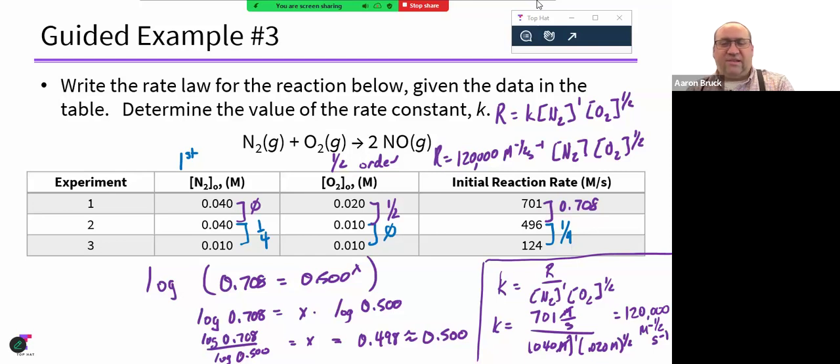Okay, so that is the last that we're going to say about the method of initial rates. Let's go ahead and take a 10-minute break, come back at 9:15, and we'll talk about the other technique for calculating, which is the method of integrated rates.